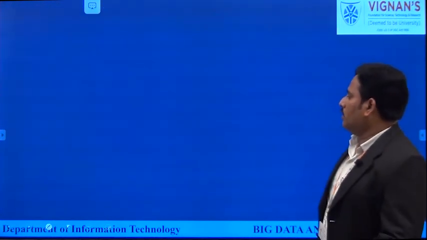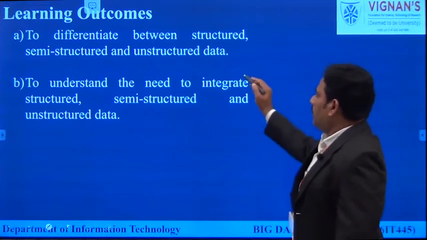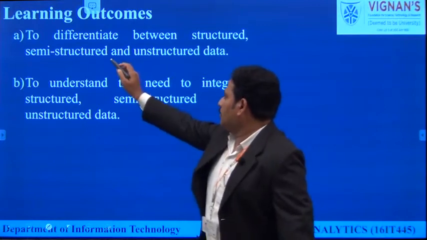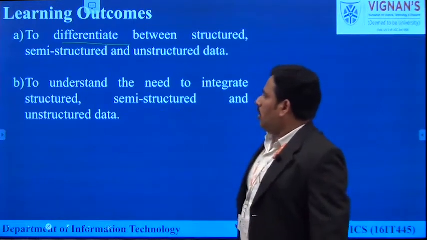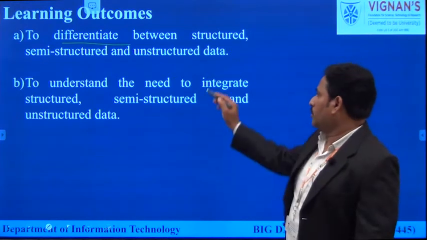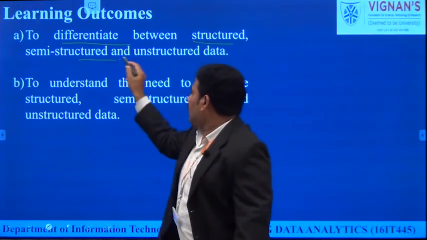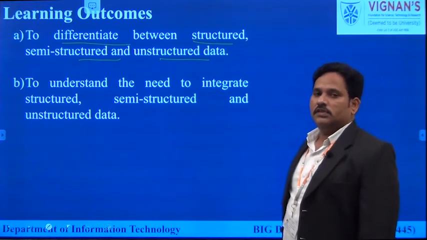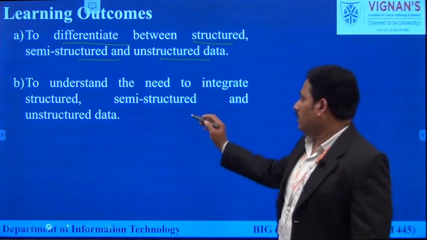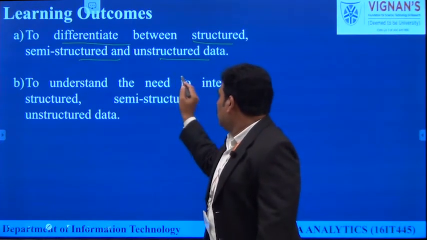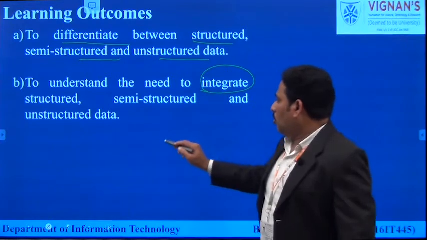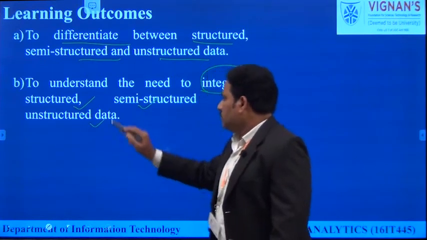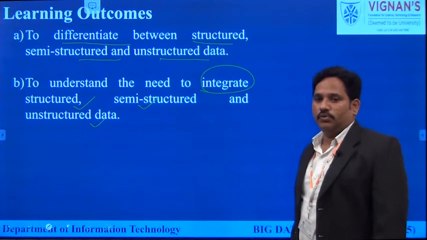And the learning outcomes of the unit are, upon completion of this unit, we are going to differentiate the operational activity and working environment of structured, semi-structured and unstructured data. That means we will see the basic technical differences between structured, semi-structured and unstructured data. And we will also see how to integrate all the 3 different types of data sources: structured, semi-structured and unstructured. So these are the 2 major outcomes of this unit.